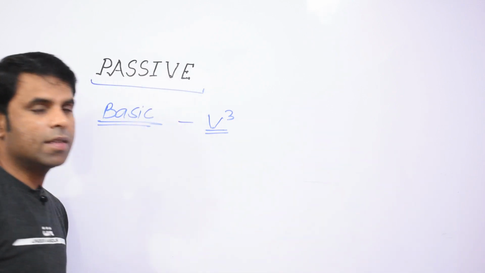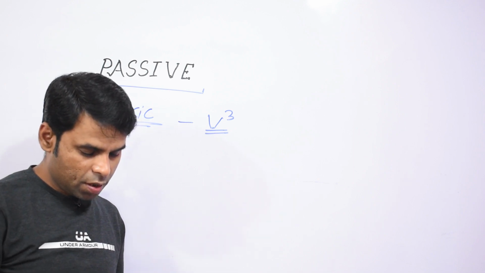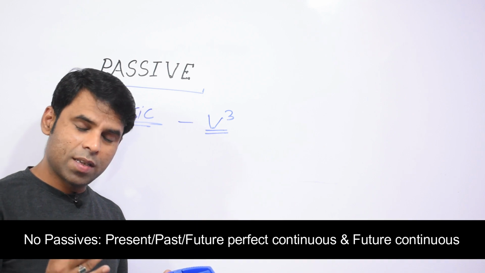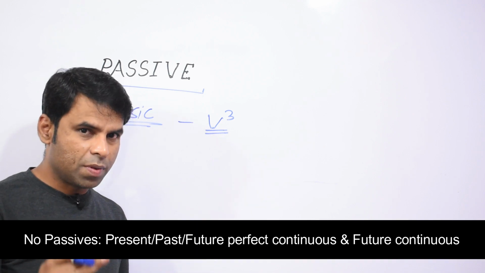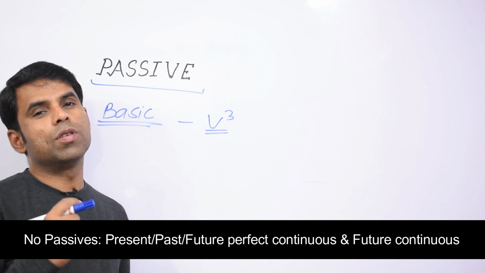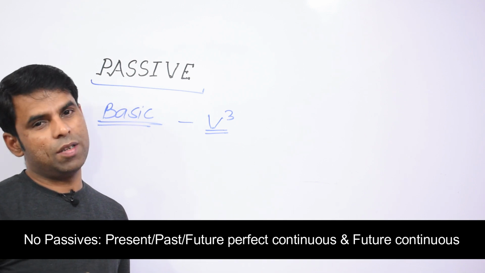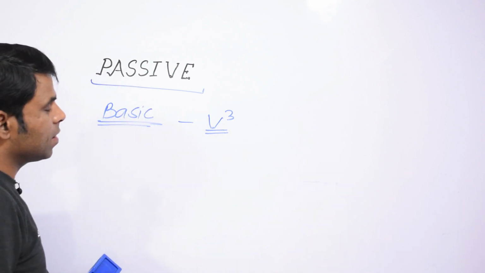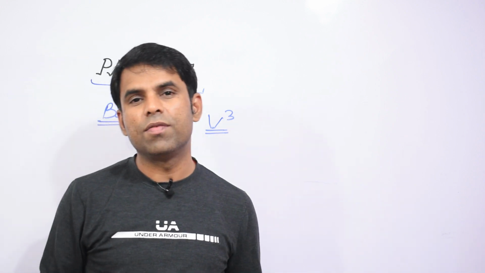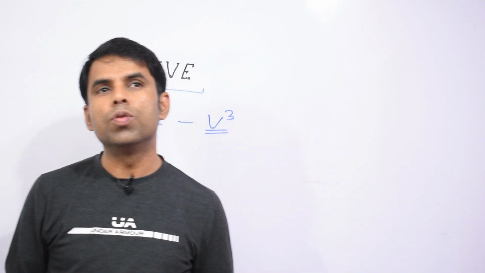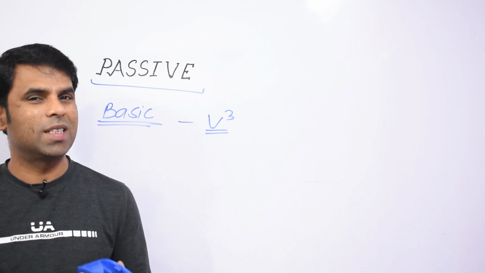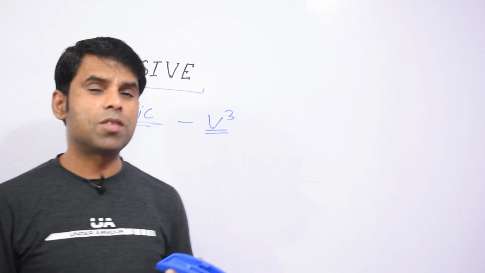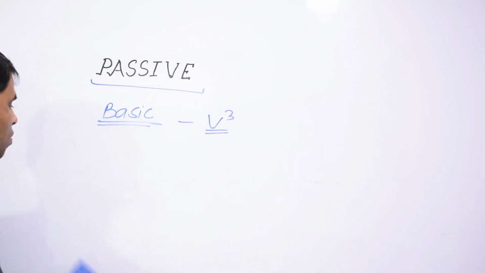Second thing is that we normally do not make the passive forms of present perfect continuous tense, past perfect continuous tense, future perfect continuous tense, and future continuous tense. Another thing is that we need a transitive verb to formulate a passive sentence. If the verb is intransitive, we would not be able to formulate the passive sentence. Now let's talk about what a transitive verb is.